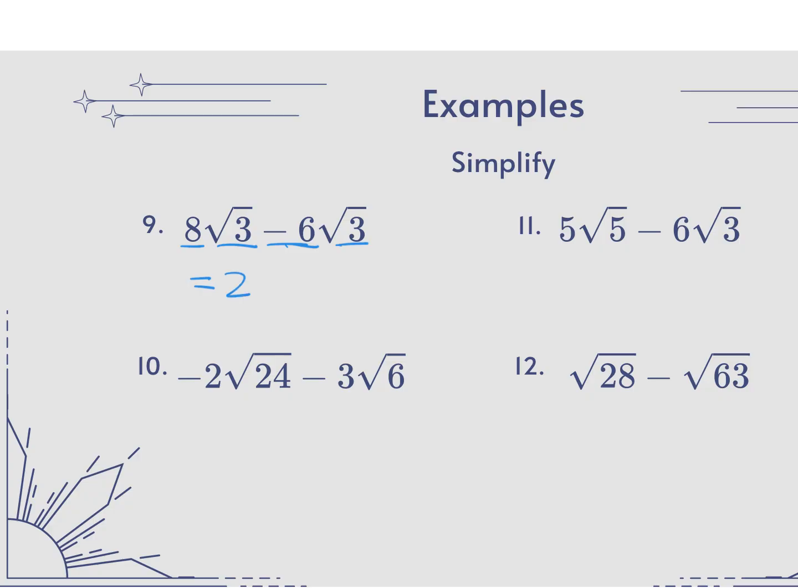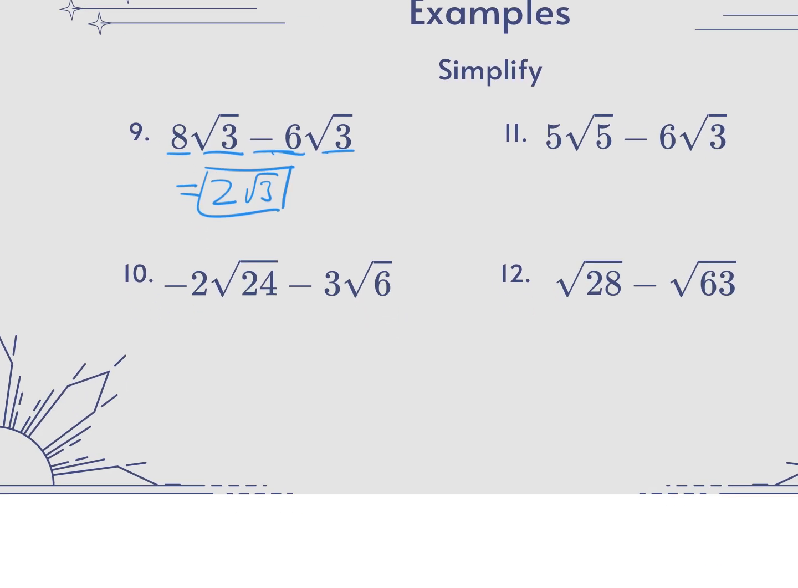8 minus 6 is 2. Don't do anything to the radical, right? Treat it like a variable. It's just going to be 2 square root of 3. All right, simple as that.